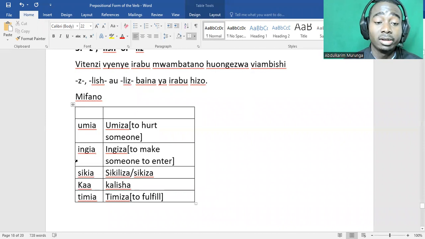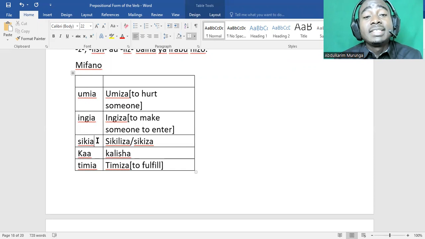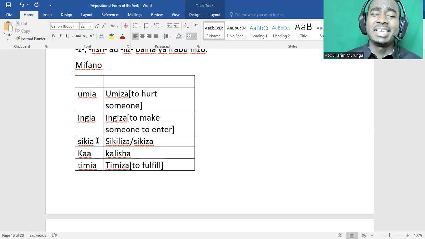Sikia is to hear. When the teacher tells you listen, the teacher will use the word sikiliza. Sikiliza is to make yourself to listen. When I say sikiliza, now you have to be attentive. Pasikia, you're just hearing things. Pasikiliza, you're paying attention and everything. Okay, you can say sikiliza or sikiza. Sawa, sikiliza or sikiza.